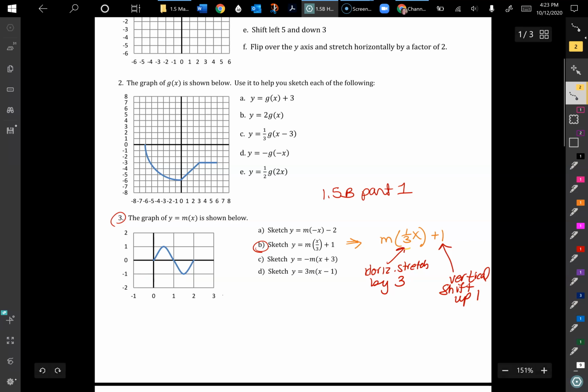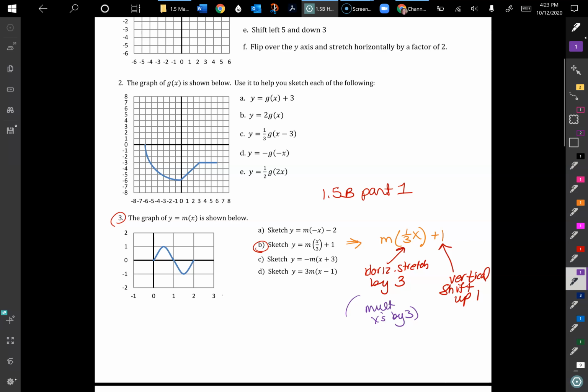We're just saying perform these transformations on this particular graph. So this tells me horizontal stretch by 3. Okay, so I'm going to multiply any x values on here by 3. Okay, so multiply x's by 3. Just to make myself a little note.